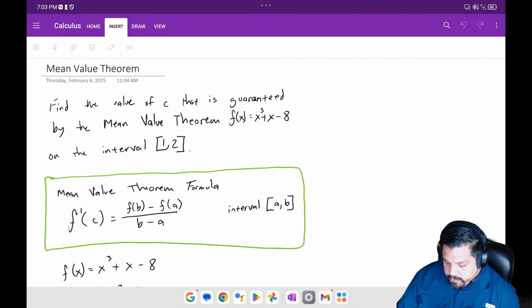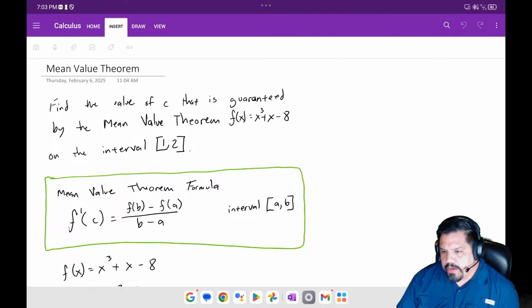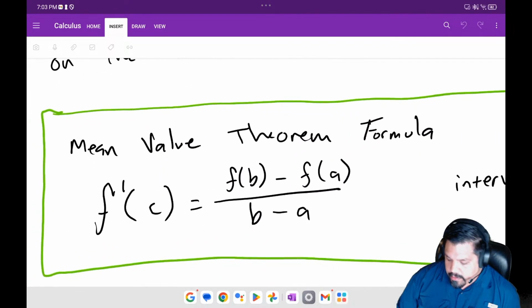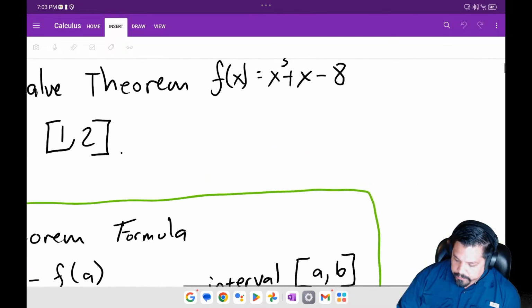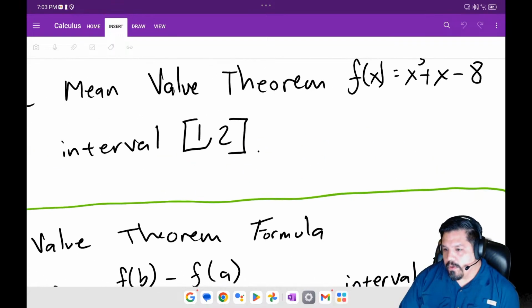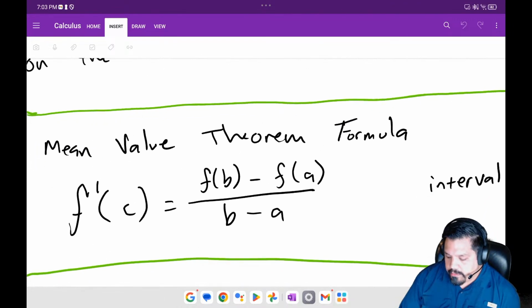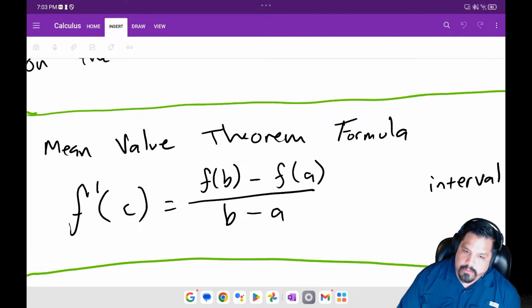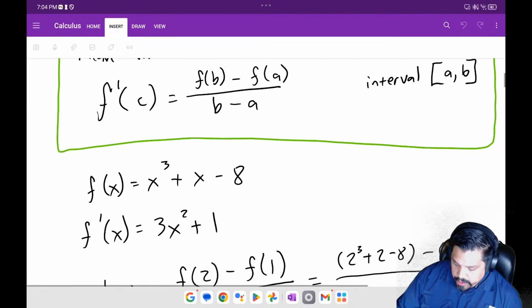It's f of x is equal to x cubed plus x minus 8, and we notice one thing: it's a derivative, but it's not actually the derivative, right? It's f prime of c is equal to f of b minus f of a over b minus a. Well, what does that mean? It's based off the interval from a to b, and in this problem it's 1 to 2. So we're going to input f of 2 minus f of 1 over 2 minus 1, right? And we'll figure out what the derivative is from right here.